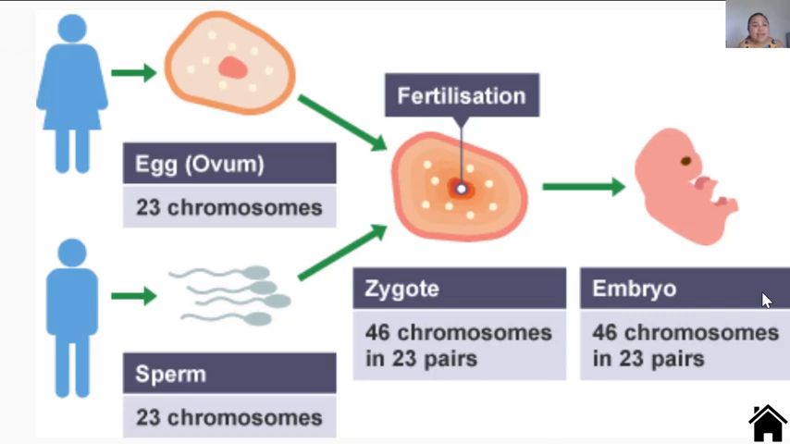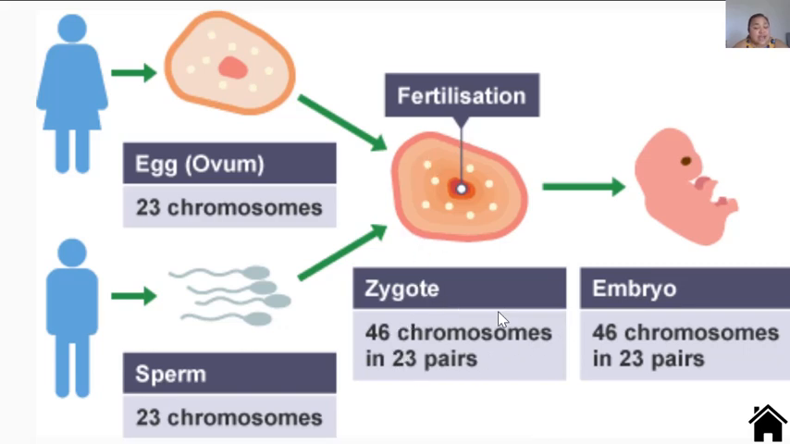So this diagram shows what happens during fertilization. Now this diagram is only using a human example, so just keep that in mind. Females carry eggs, and those eggs have 23 chromosomes. Males carry sperm, and those sperm carry 23 chromosomes. When the egg and the sperm combine to form a zygote, their 23 chromosomes get added together. 23 plus 23 equals 46 chromosomes.